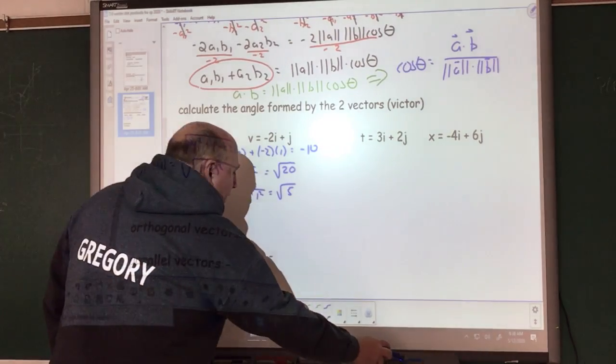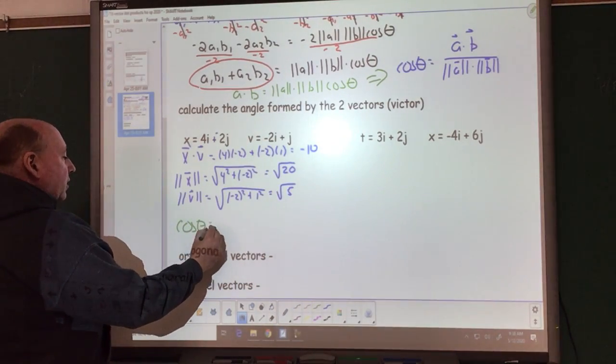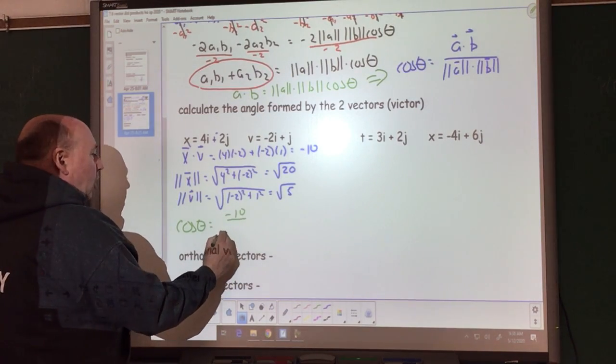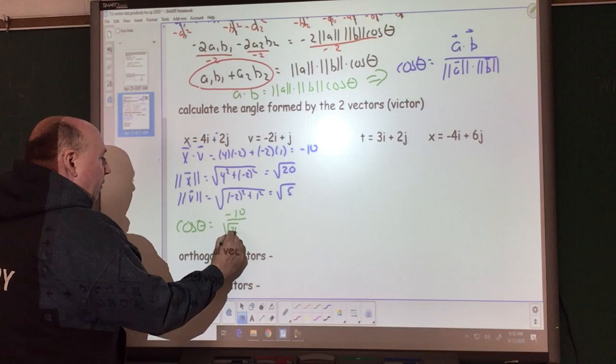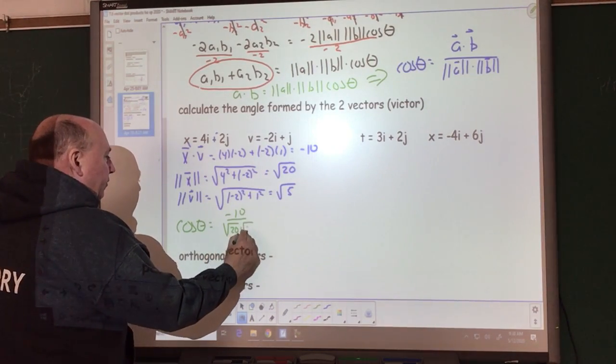So to calculate our angle, the cosine of theta is going to equal the dot product, negative 10, over the square root of 20 times the square root of 5.